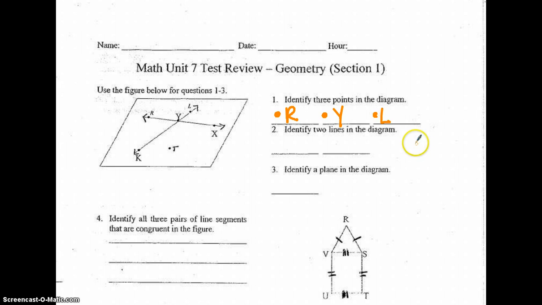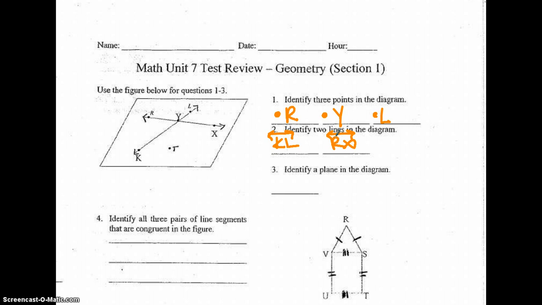Identify 2 lines. Remember, a line extends forever in both directions, and it's named by its 2 points. So I could have line KL, okay? I could have line RX, so KL, and remember the symbol over the top is a line with 2 arrows. Okay, so I could have KL or RX with a line and 2 arrows over top.